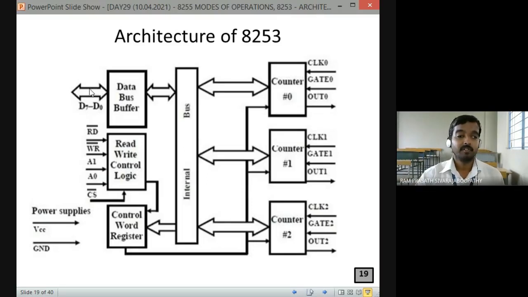Then, for data to come in, we need a data bus buffer. So we have the 8253 bus, an 8-bit bus. Fine. Then RD bar, WR bar, CS bar, these we already know. What is the purpose of A1 and A0 here? Can you think and tell? What is the purpose of A1 and A0 in 8255?